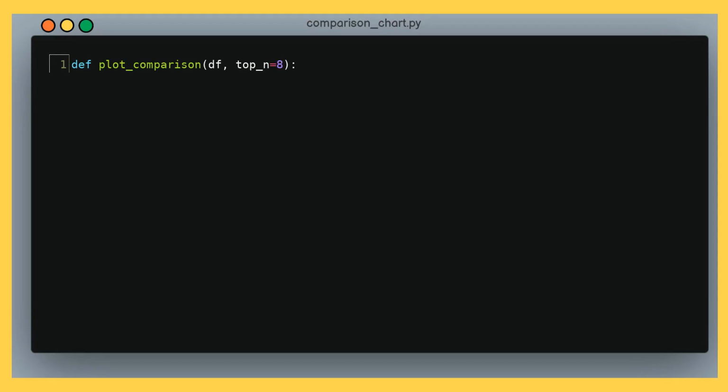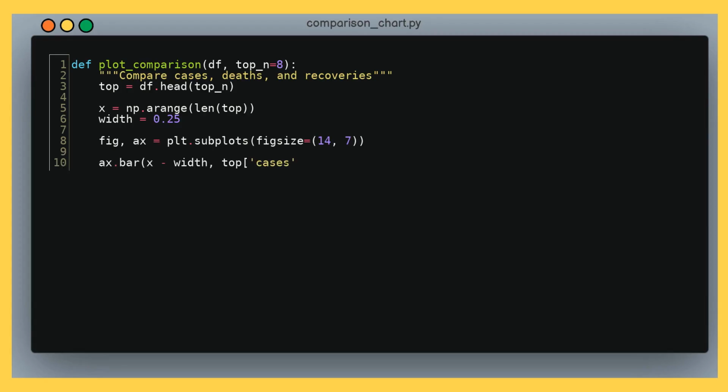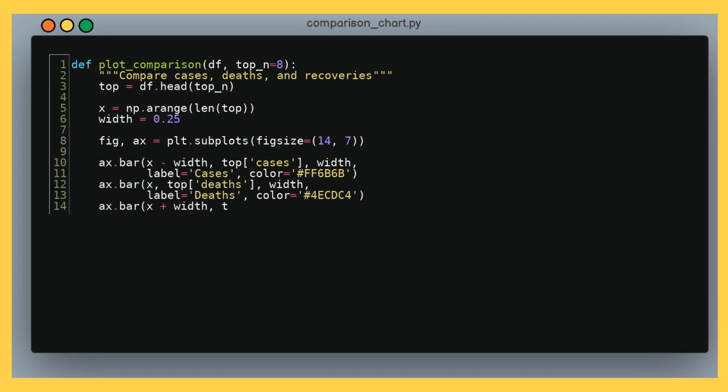Next up, a comparison visualization. This creates a grouped bar chart showing cases, deaths, and recoveries side by side for each country. The key is setting the X position for each group correctly. NumPy's arange creates our positions, and width controls bar spacing. 3 different colors differentiate our metrics. The legend ties it all together.